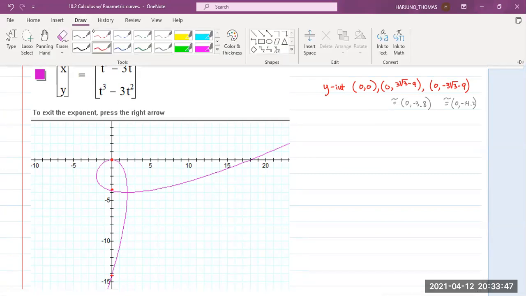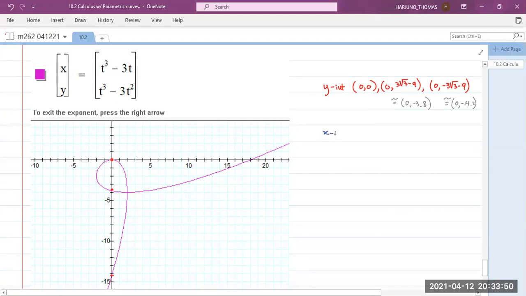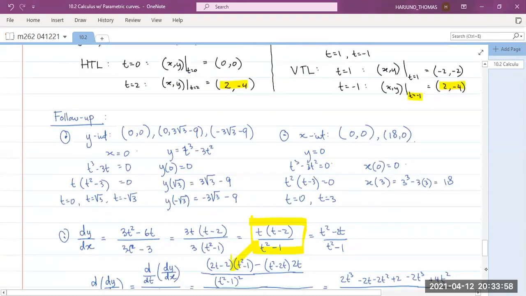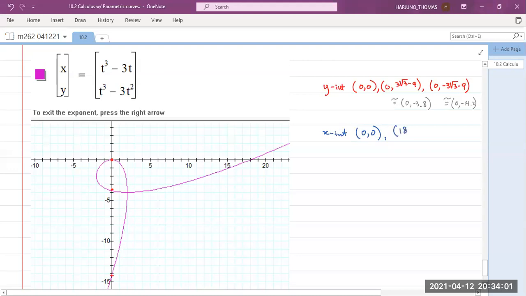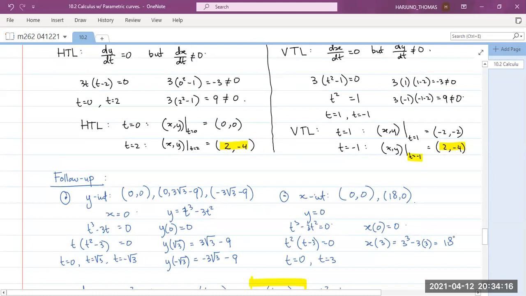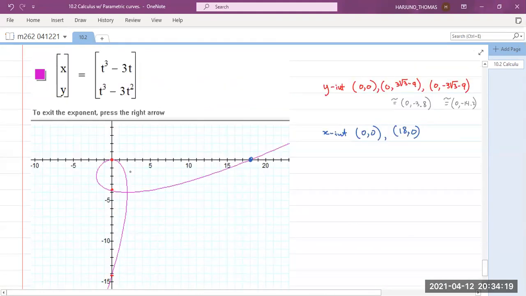Okay, and how about the x-intercepts? The x-intercepts, as we have at 0, 0. And the other coordinate is 18, 0. Okay, how about the horizontal tangent line from the original question, at 0, 0 and 2, negative 4. Do you see that? Right? That's the horizontal tangent line.